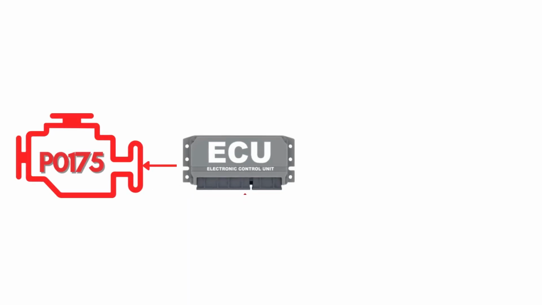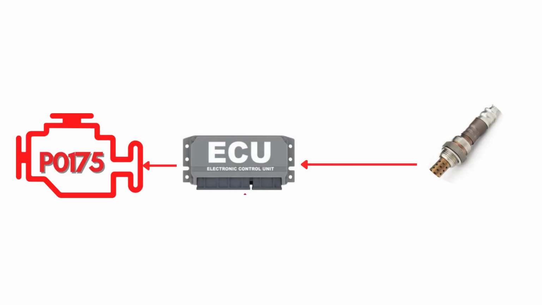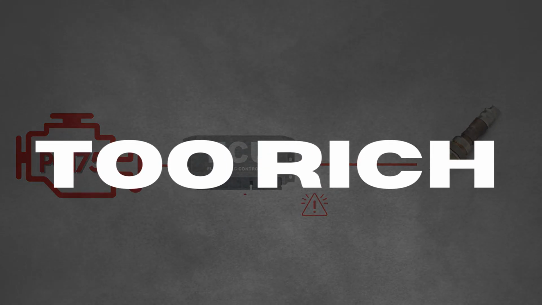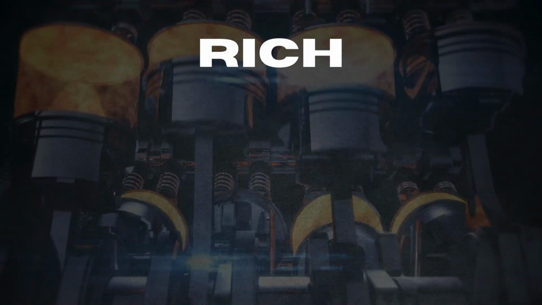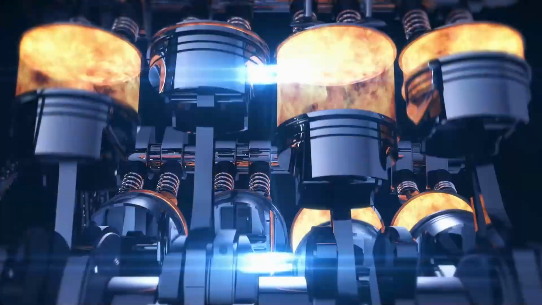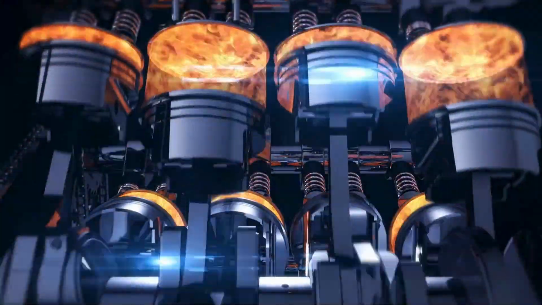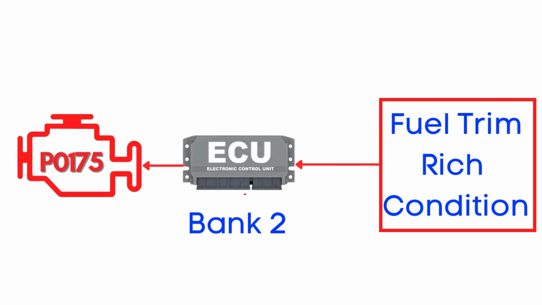This code gets triggered when the engine control module receives an input signal from the oxygen sensor, also called the air-fuel ratio sensor, indicating that the air-fuel mixture has been running too rich for an extended period of time. Now let's talk specifics. A rich mixture means too much fuel and insufficient air in the combustion process, which can lead to poor engine performance, increased emissions, and potential damage over time. When this happens on Bank 2, the ECM flags it as a problem and triggers the P0175 trouble code.